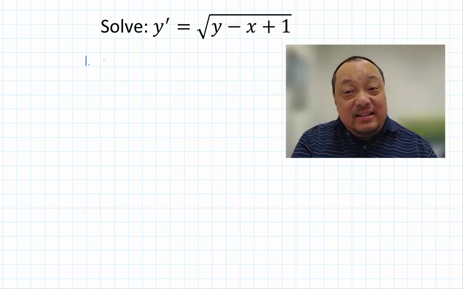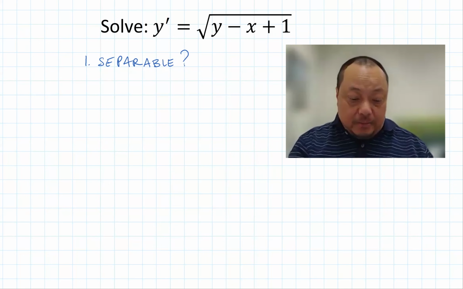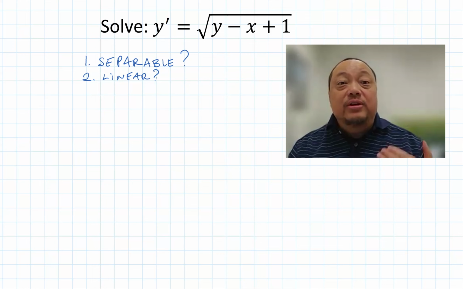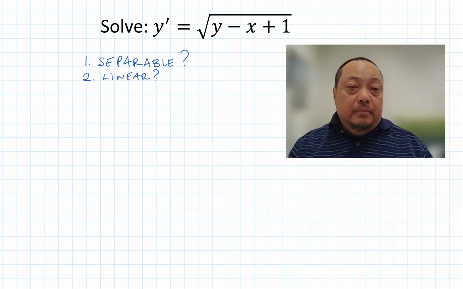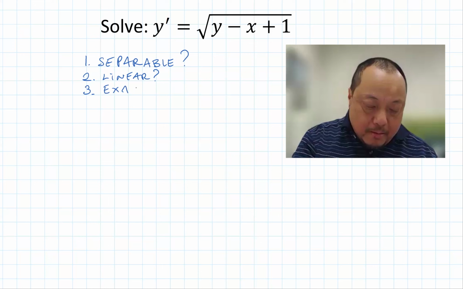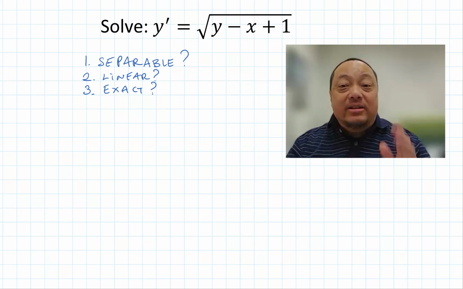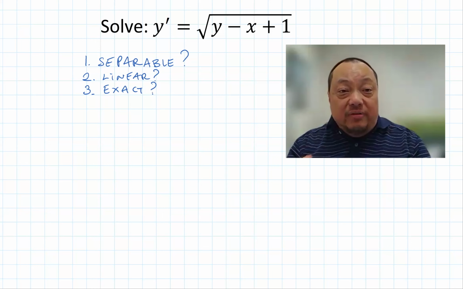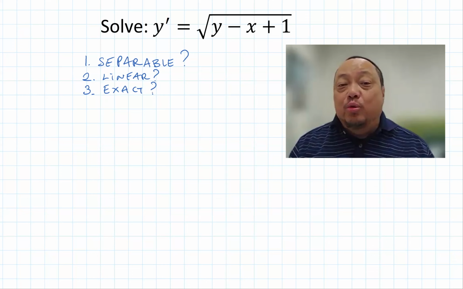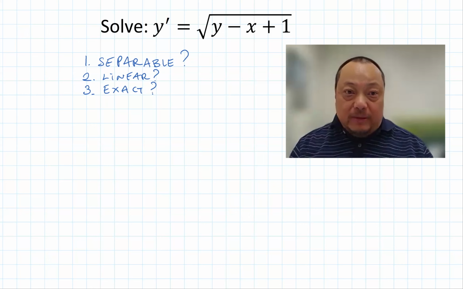Number one, figure out, is it separable? Number two, is it linear? A linear equation is easy because you can solve using integrating factors. And number three, is it exact? Now, an exact equation is slightly complicated, but it has a fixed method of solving. So you just go through the steps and the exact equation is solved. That's why I classify it under easy equations.